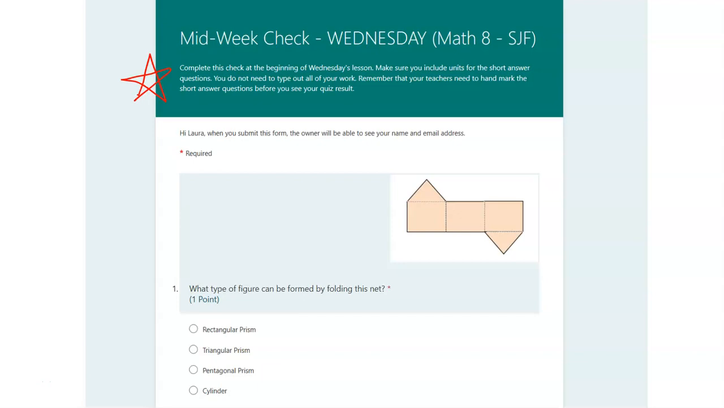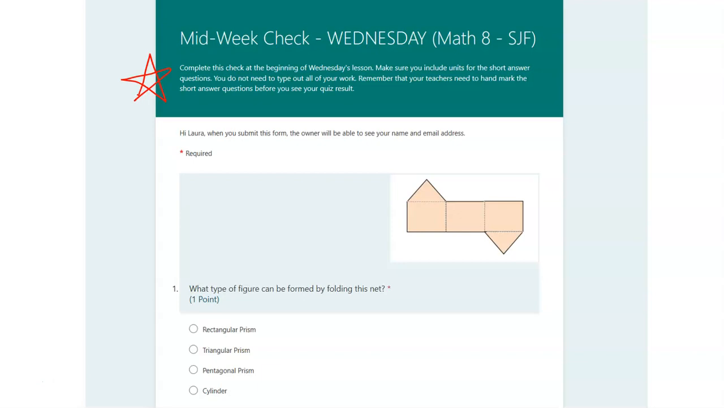Before I begin, I'd like to highlight where on this form you'll find some information that's important for answering the quizzes. Directly below the title, you'll see some information starting with "complete this check at the beginning of Wednesday's lesson." Look there for information about how to answer short answer questions. This one says you do not need to type out all of your work or write a sentence for short answer questions. So please double check that before beginning future quizzes.